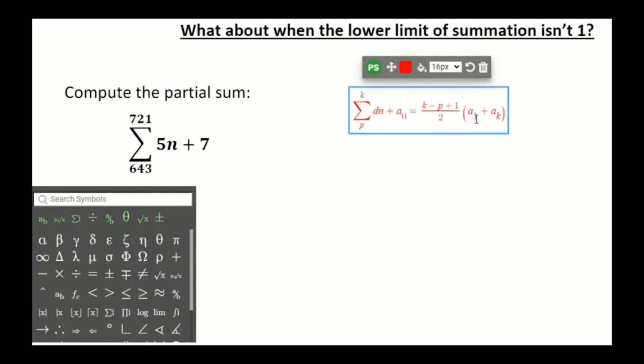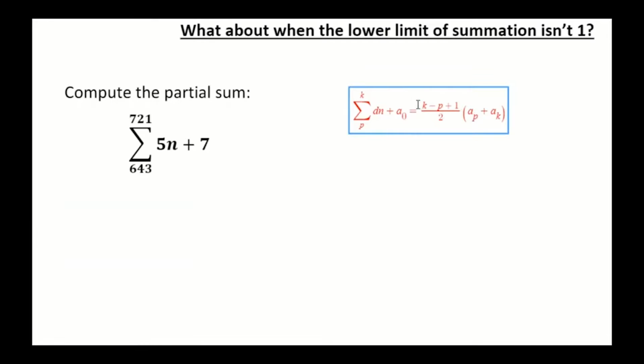So over here, we're not interested in the first term anymore. We're interested in the pth term, so a sub p. That's really the only change we have to make, okay, is the way we calculate how many pairs there are, and we're going to recalculate the first value. There is another way to do it, and I'll show you both ways so you can determine what's best for you. But let's compute this partial sum with this formula.